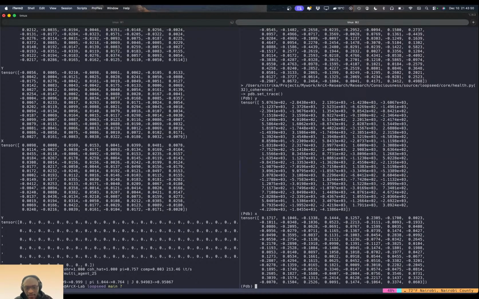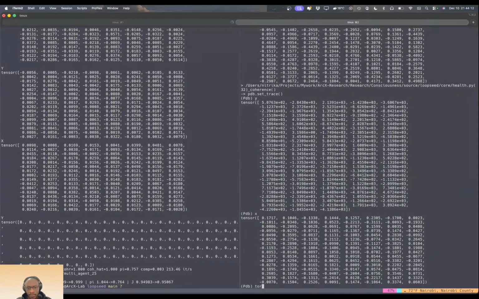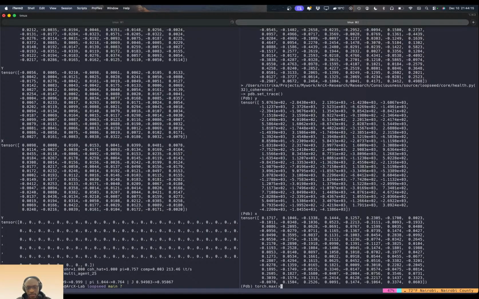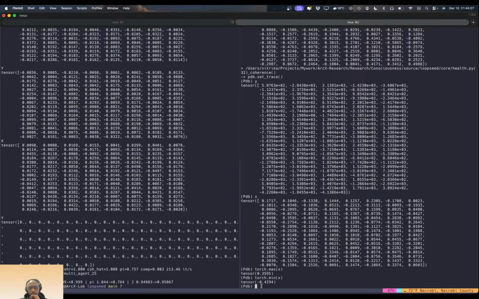What is x? It's below. It ranges between 0.1, 0.0, 0.3. Okay, let me see x. We have a function called x. Oh, 0.3. So the maximum of x, what about mean? Minus 0.4, so the minimum is minus 0.4.